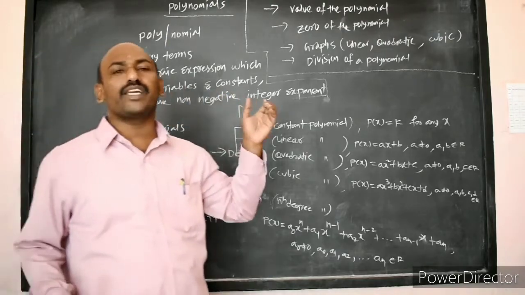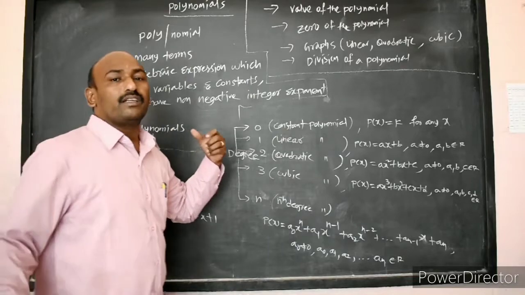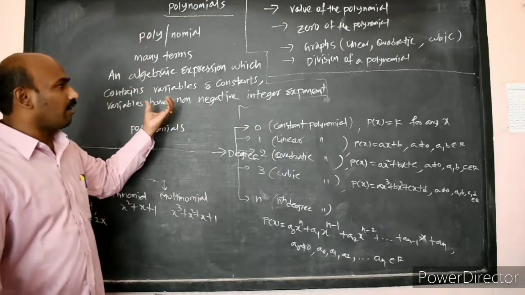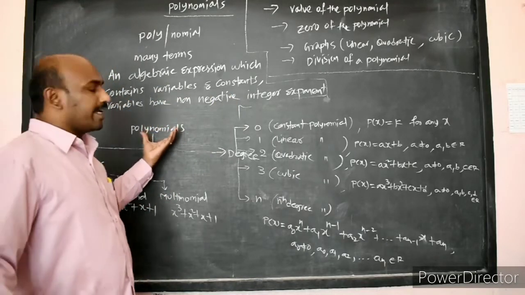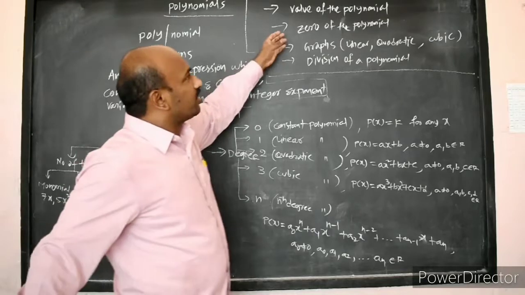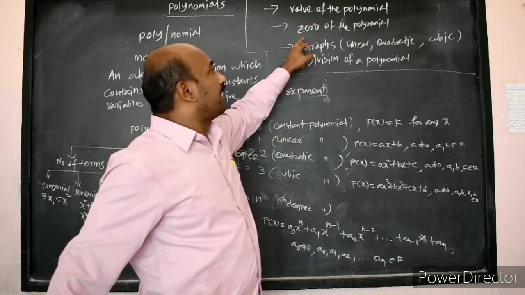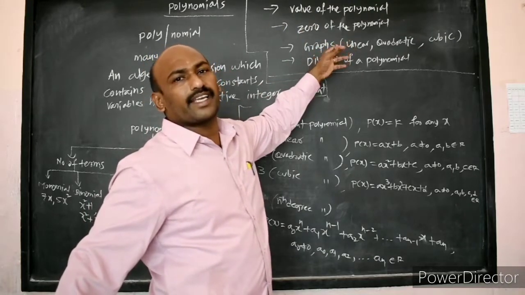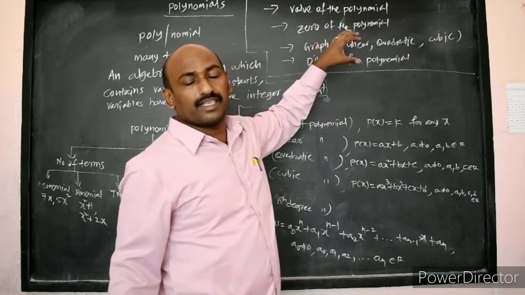It is a combination of variables and constants, and the variable has a non-negative integer exponent. Before going further into polynomials, in this chapter we are mainly discussing the value of the polynomial as well as the zero of the polynomial, graphs, linear, quadratic and cubic, and the division of a polynomial. These are the major concepts.